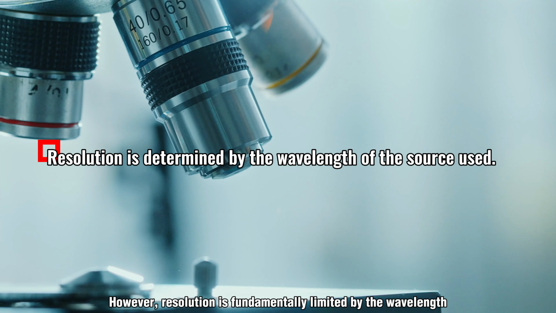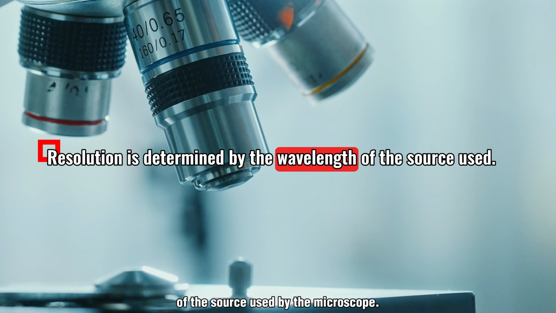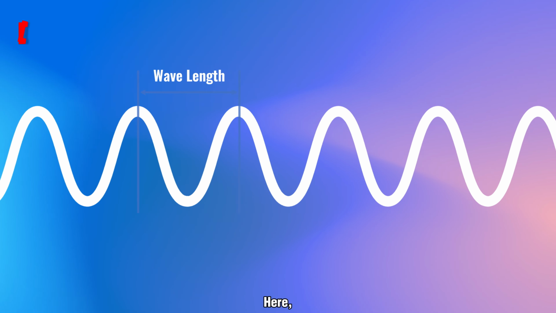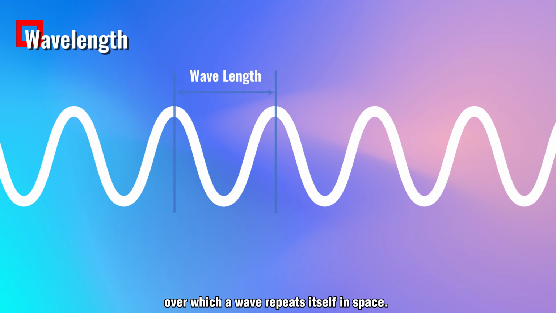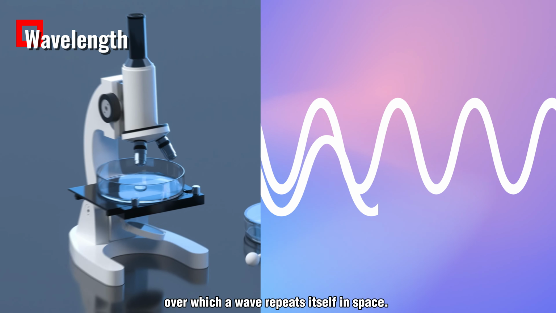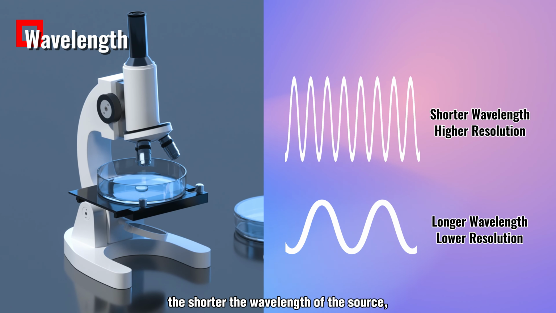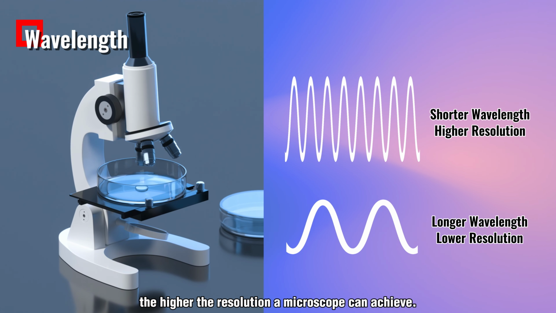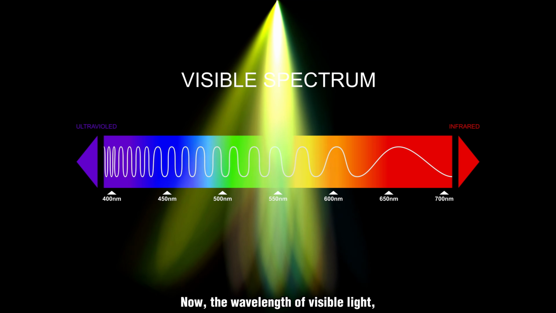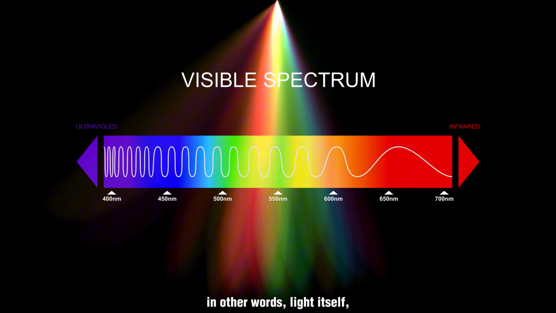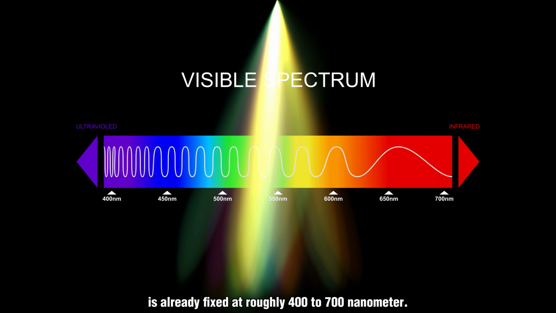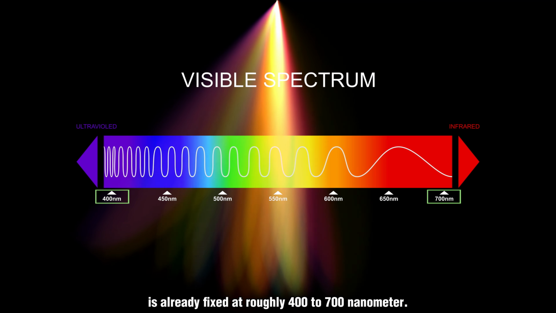However, resolution is fundamentally limited by the wavelength of the source used by the microscope. Here, wavelength refers to the distance over which a wave repeats itself in space. In general, the shorter the wavelength of the source, the higher the resolution a microscope can achieve. Now, the wavelength of visible light, in other words, light itself, is already fixed at roughly 400 to 700 nanometer.